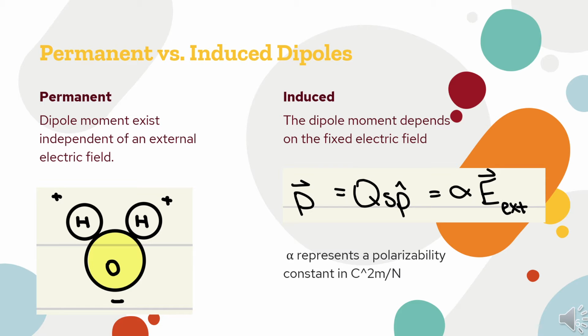Some vocab that was new to me was permanent and induced dipoles. Permanent dipoles have a dipole moment regardless of the presence of an external electric field. An easy example of a permanent dipole is a water molecule. Induced dipoles, on the other hand, only have a dipole moment when affected by an electric field. This dependence translates into its dipole moment calculations, adding an alpha variable. This stands for a polarizability constant, with units of Coulomb squared meter per Newton.